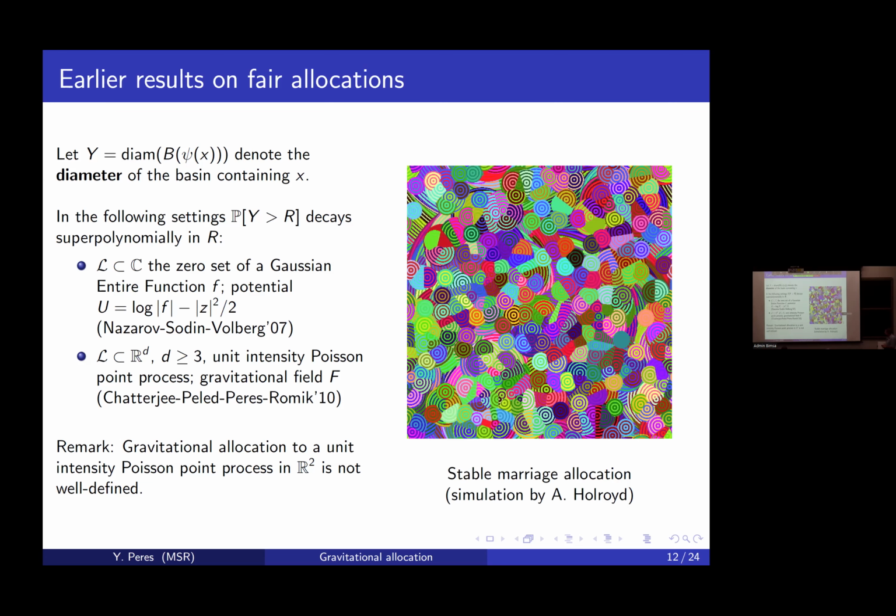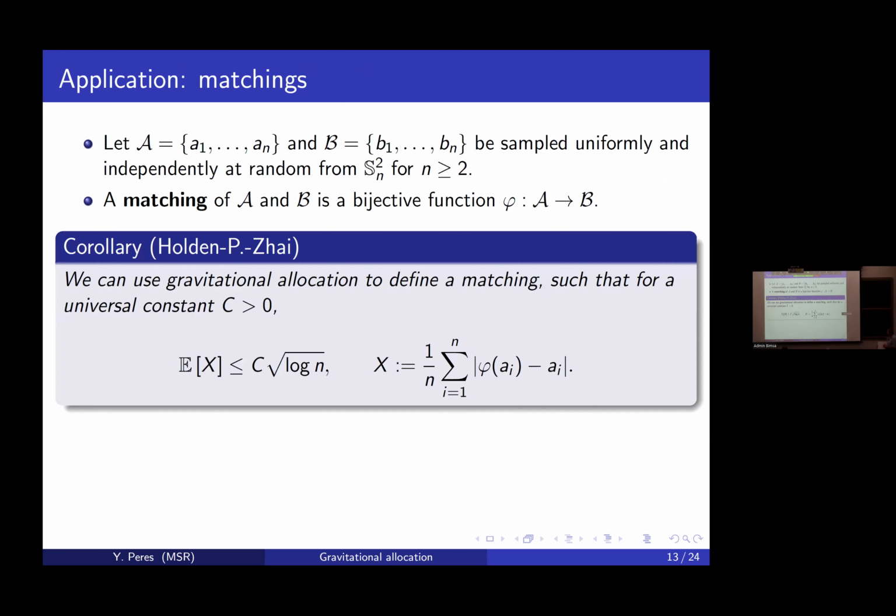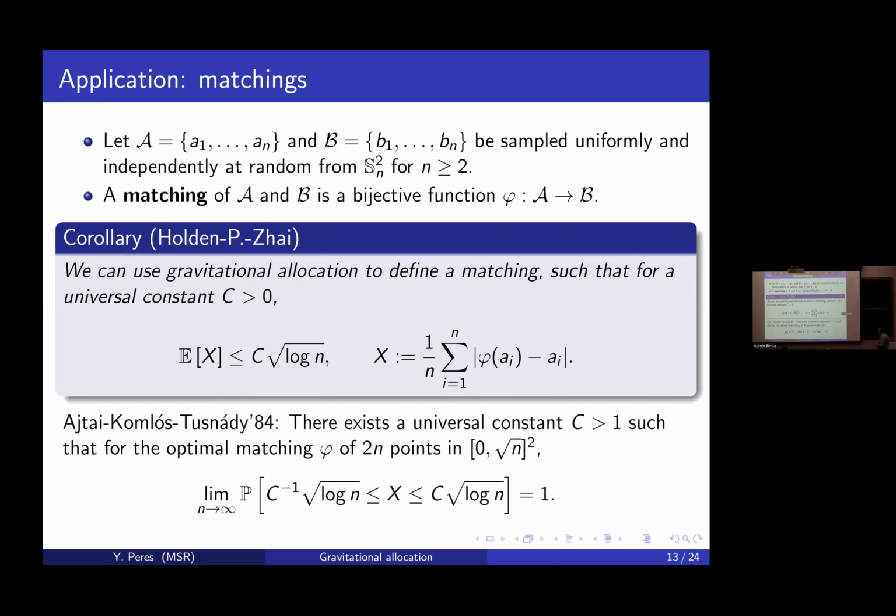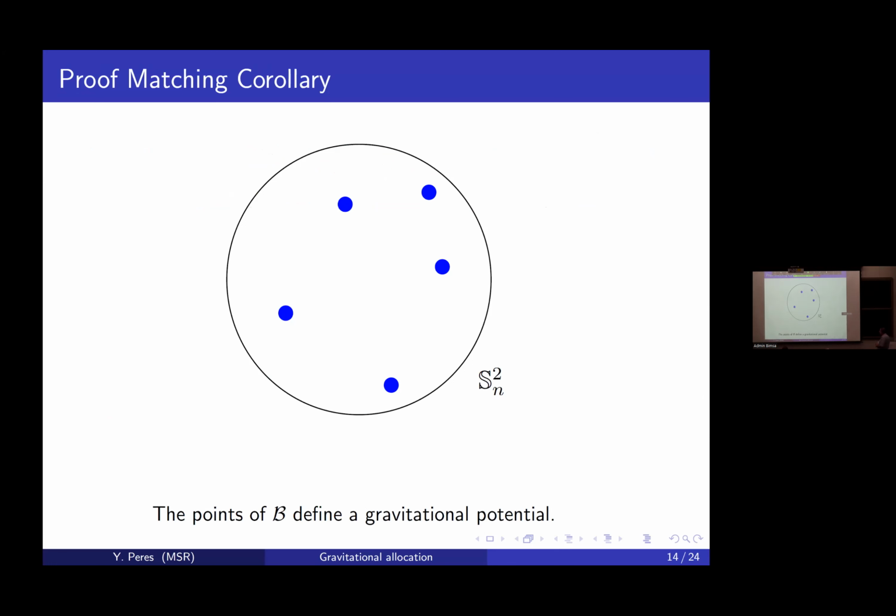So this was the stable marriage allocation we've seen before. One can use the allocation to get a matching. So I'll just say this very briefly. Suppose I know this allocation theorem and how far the allocation goes. How can I use it to get a matching between n blue points and n red points? So a kind of gravitational matching. So here's how it goes.